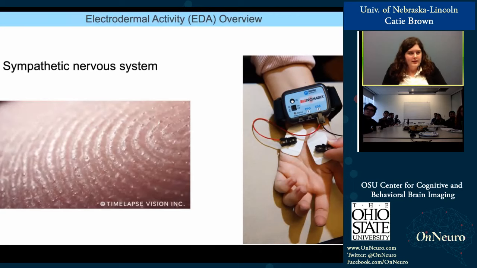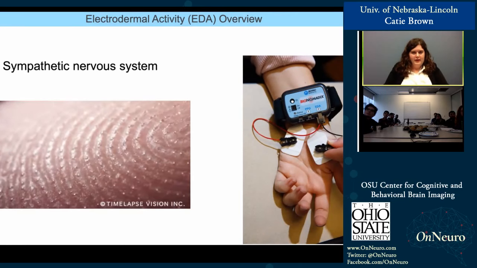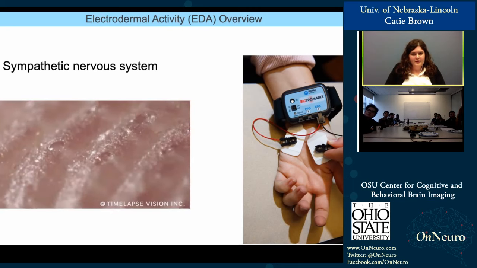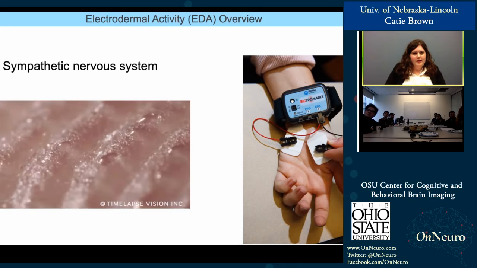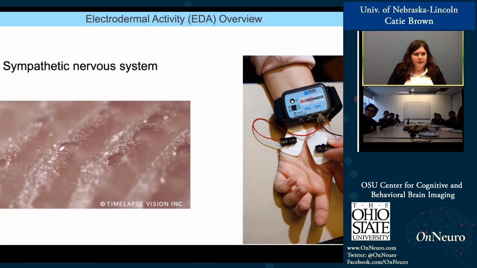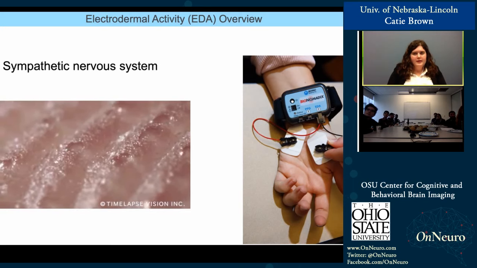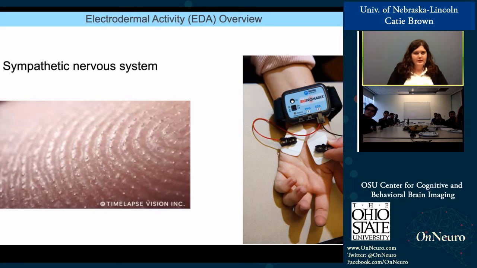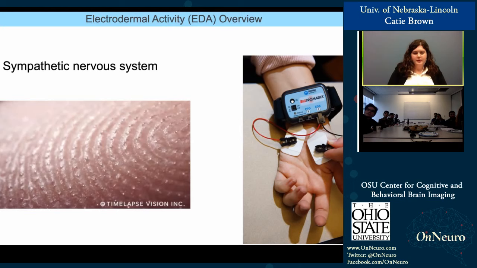We also recorded EDA, electrodermal activity, and so this essentially measures the amount of sweat that is on the surface of your skin. And we run a small current between these two electrodes, and the idea is that more sweat equals more salt and moisture, and you'll get a more conductive current between the two electrodes.